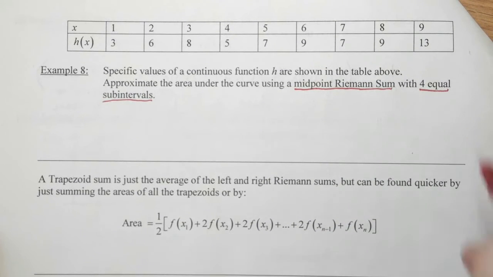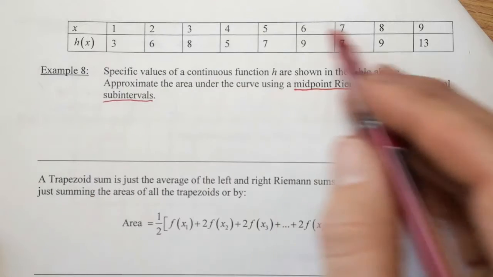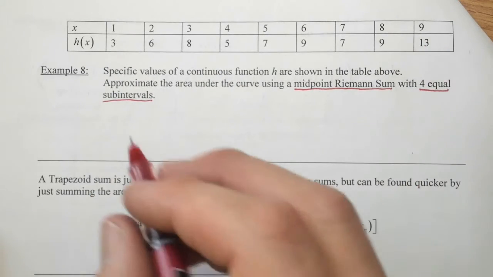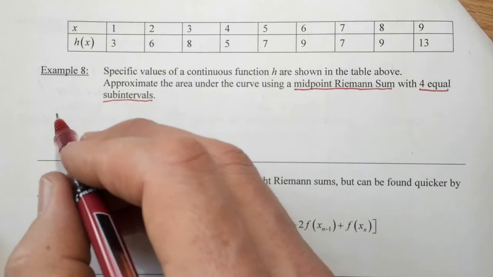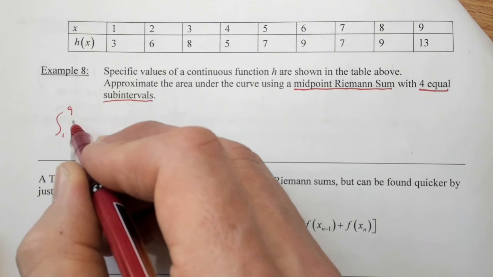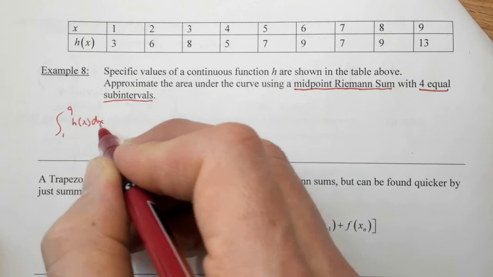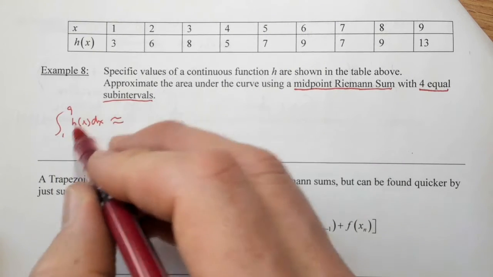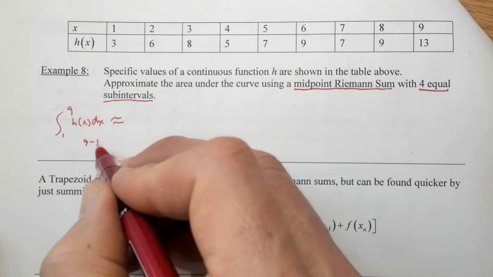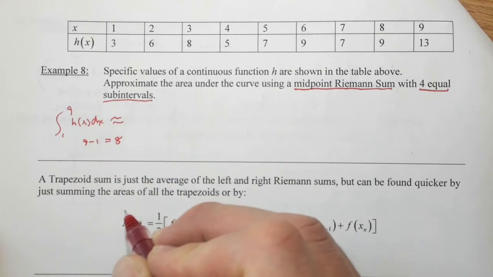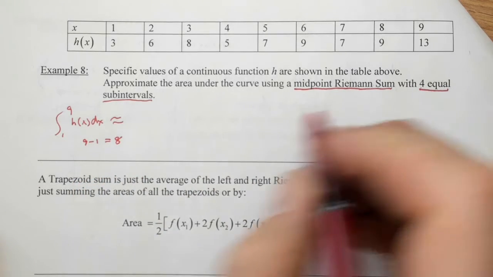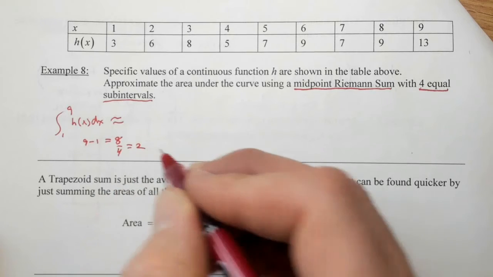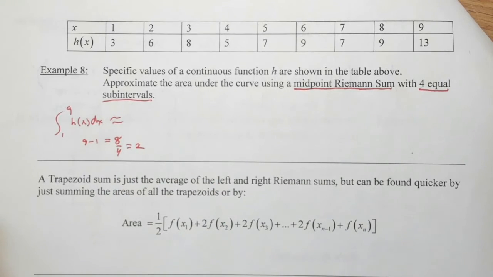All right? So we know that we have to go from 1 all the way to 9. So we're going from 1 to 9 of h of x dx, and we're approximating this. 1 to 9, so 9 minus 1, that's a total of 8. And we have to break it up into 4 subintervals, which means each subinterval needs to be 2 units long.